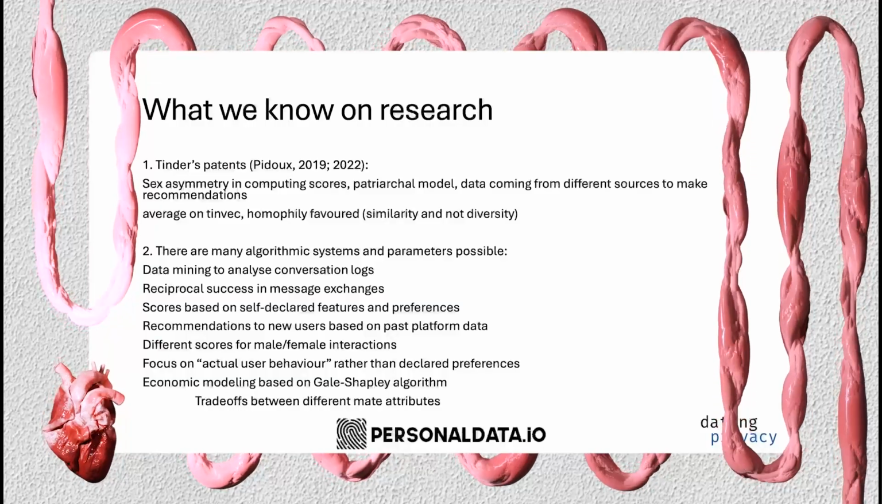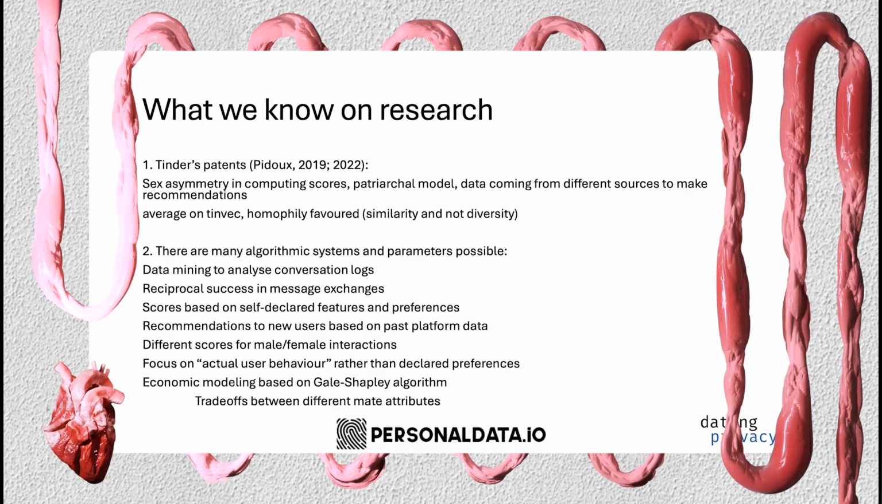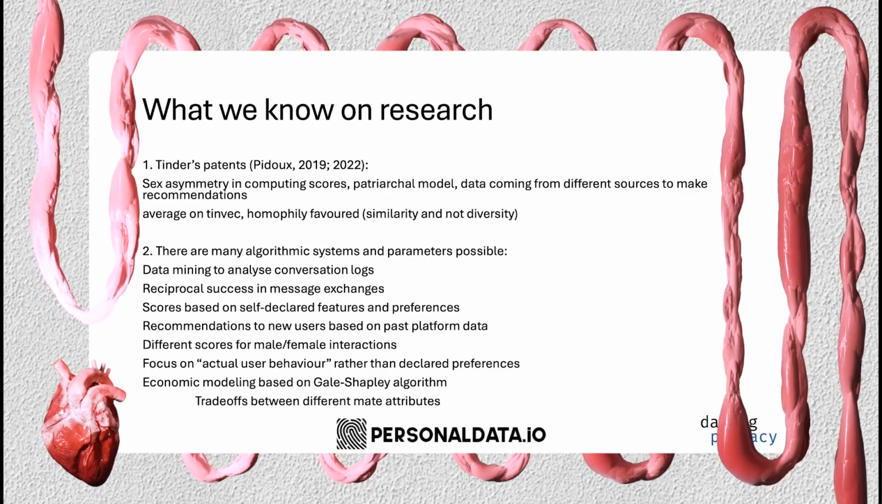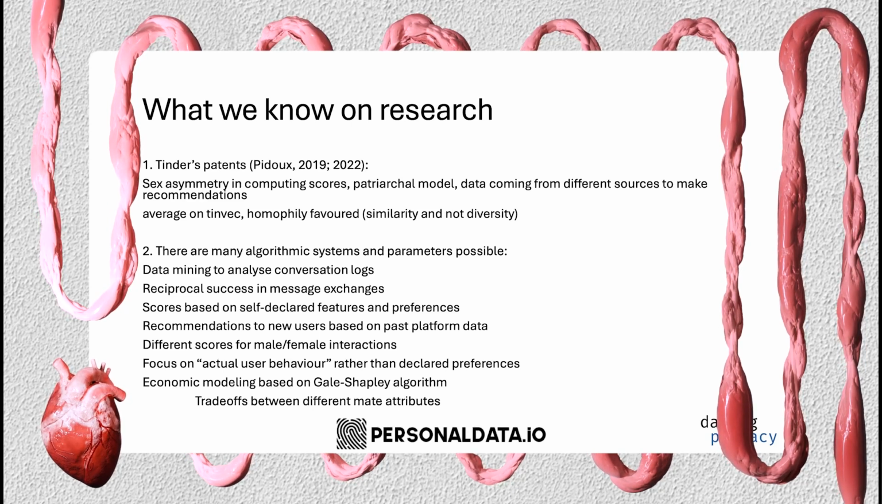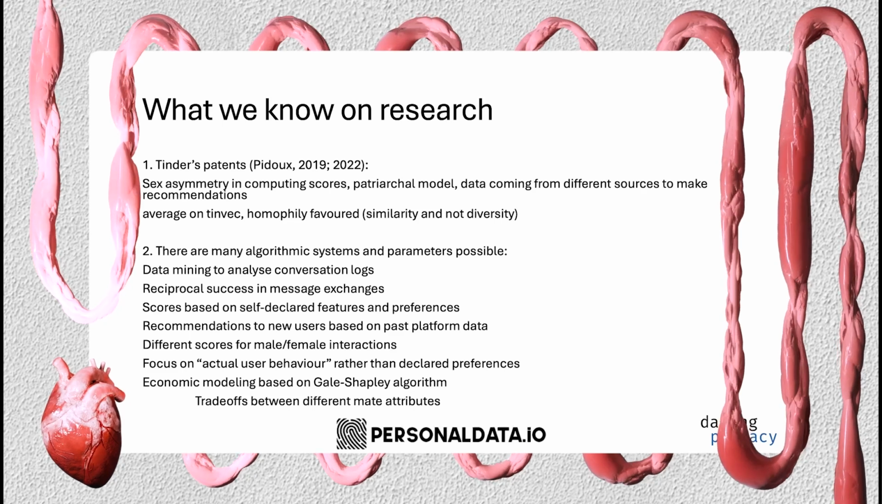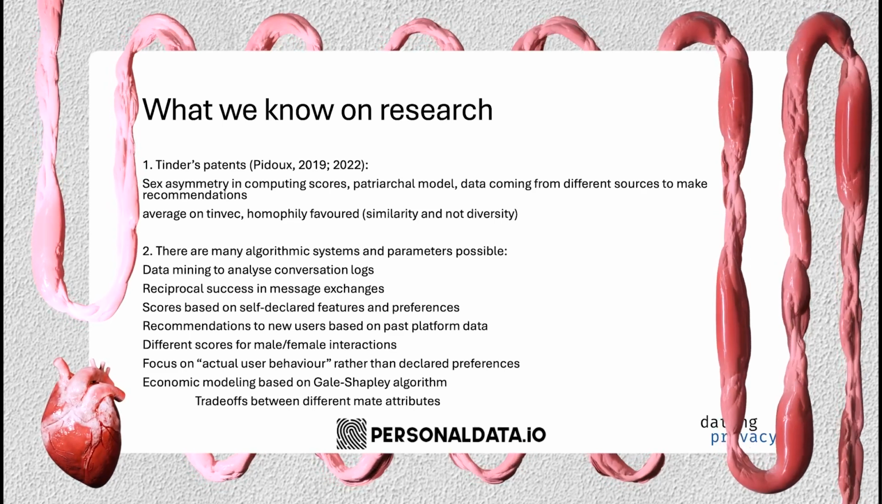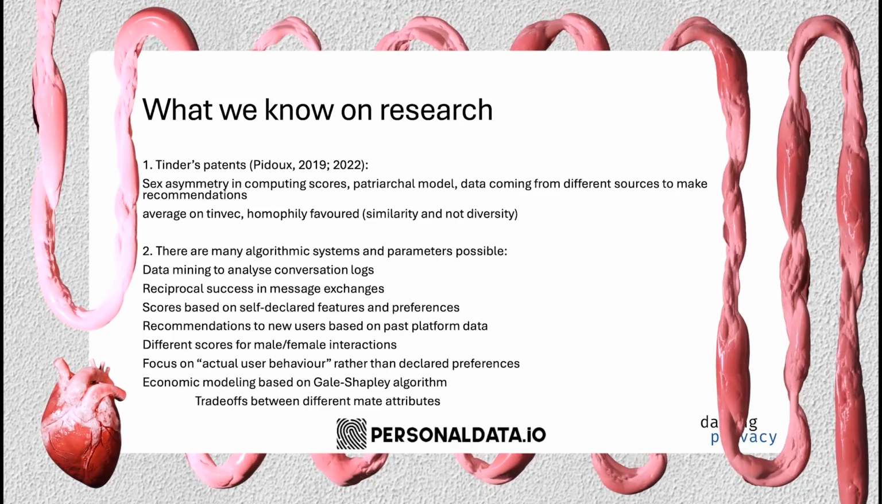What I saw on Tinder is that the way they compute scores is that they consider sex asymmetry for favoring a patriarchal model. What does that mean? They choose the sex variable, women or men, and they say if a man is introduced to younger women, they have a higher score.